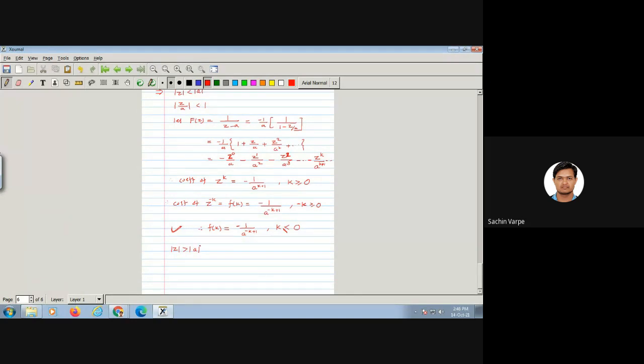खैर छोड़ो। For mod z greater than mod a, minus a to the power k for k greater than or equals to 0। बाकी के लोग चेक करो, इज इट द राइट आंसर?